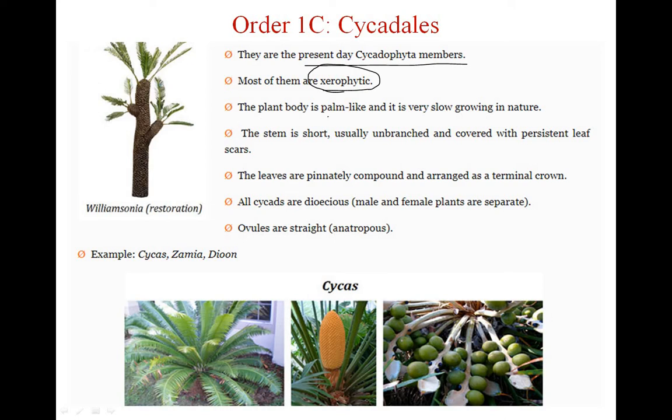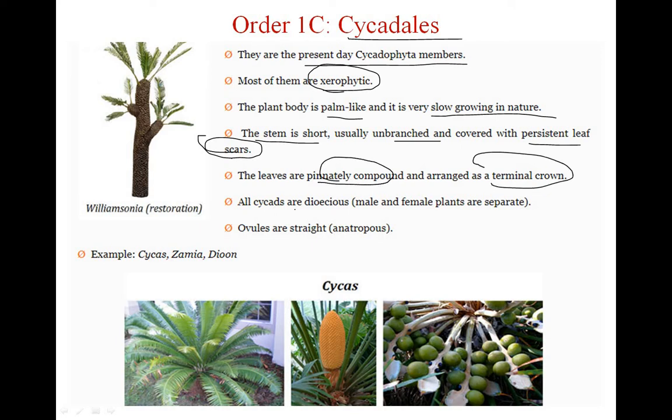Plant body is palm-like, and most of the time gymnosperms are slow growing in nature, and these show that specific character of slow growth. Stem is stout, branched, and covered with persistent leaf scars. This is a characteristic feature of the gymnosperm, and again of the order Cycadales. Leaves are pinnately compound and arranged in a terminal crown. All cycads are dioecious. Dioecious means male and female plants are separate.